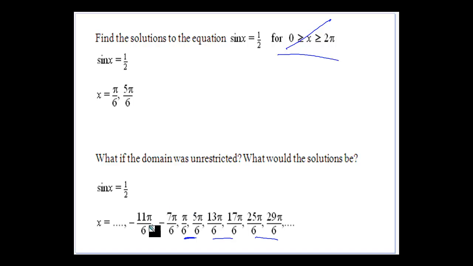What about if we subtracted 2 pi and went backwards? We could go that way as well. And we could see that we go on forever in both directions. We have an infinite number of solutions to that equation if we don't restrict our domain. But that's a little bit hard to write. How can we write it a little bit easier?